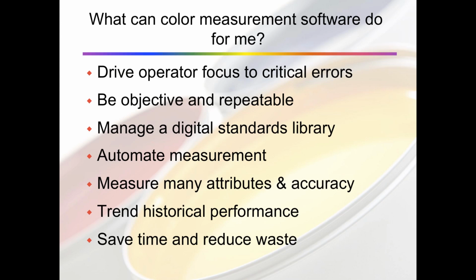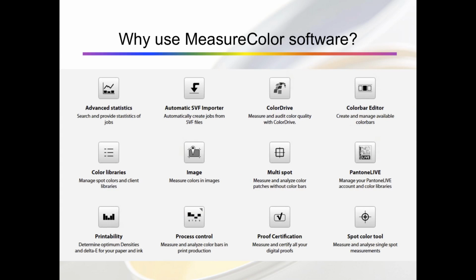So with all of these attributes combined, why might you want to use the MeasureColor software to do this? The MeasureColor software was designed with three key attributes in mind. The first is what you're seeing here, and that's we want it to be a platform for all different types of measurement. What you're looking at here is a picture of our home screen, and what you see are all the different modules our platform provides, and these different modules facilitate different types of measurement.